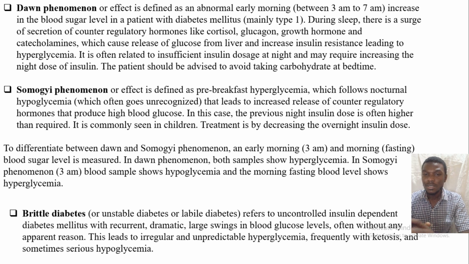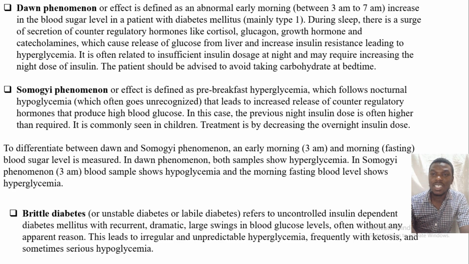This is due to a surge during sleep in the secretion of counter-regulatory hormones like cortisol, glucagon, growth hormone, and catecholamines. This will cause a release of glucose from the liver and increase insulin resistance, leading to hyperglycemia. It is often related to insufficient insulin dosage at night and may require increasing the night dose of insulin. The patient should be advised to avoid taking carbohydrates at bedtime.